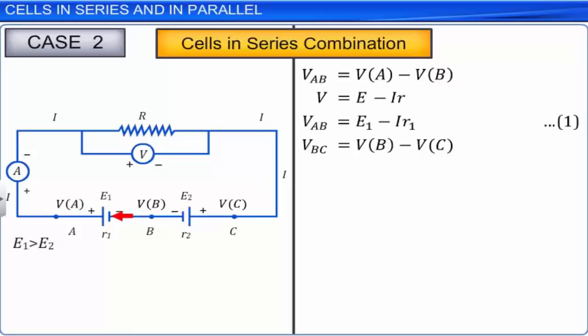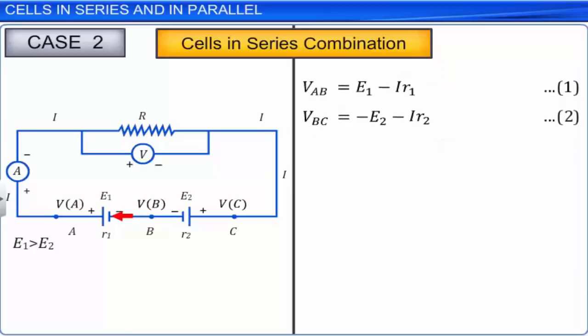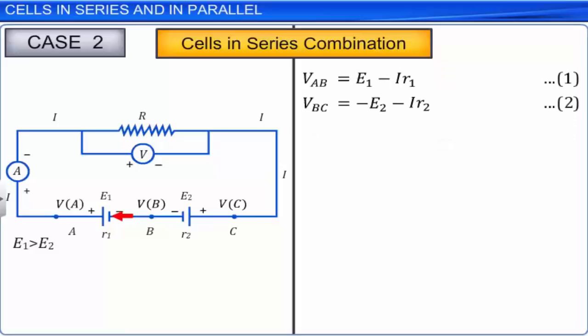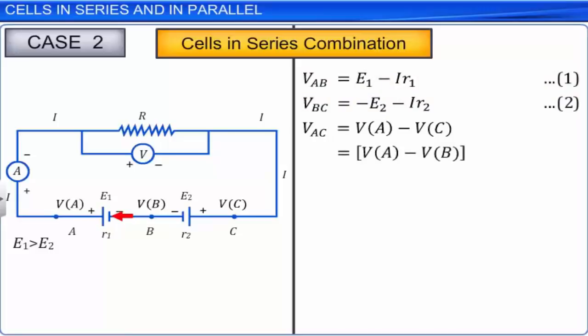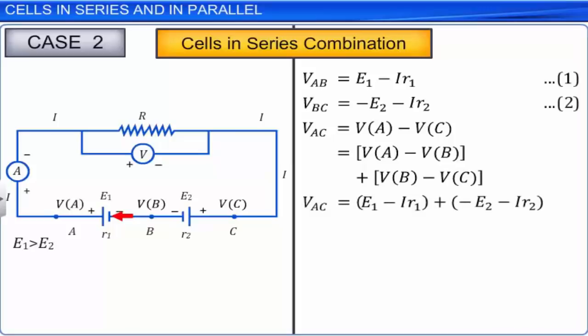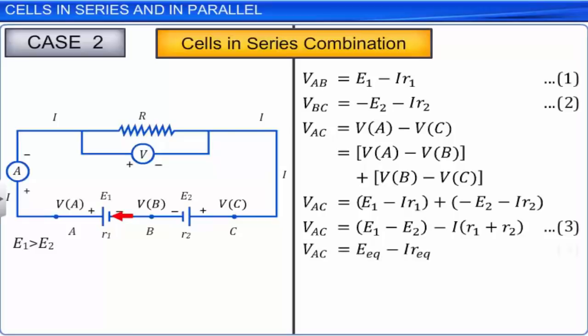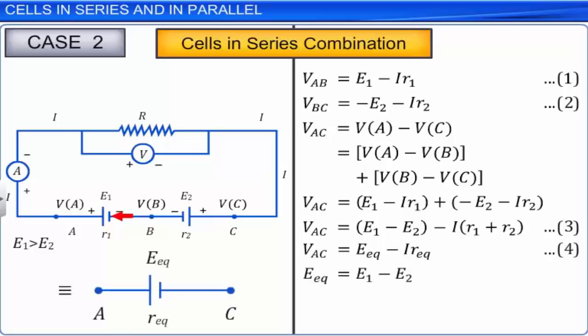Writing the equation for VAC, by substituting equations 1 and 2, simplifying and putting it in the equivalent form, we get EEQ is equal to E1 minus E2. Let this be equation 5. From equations 3 and 4, we can write REQ is equal to R1 plus R2. Let this be equation 6.